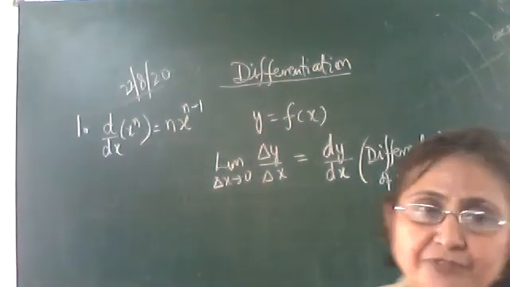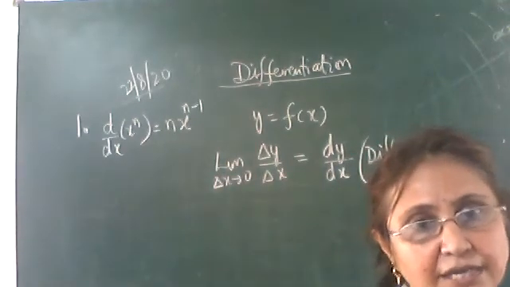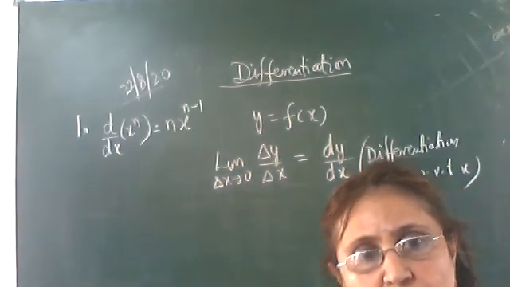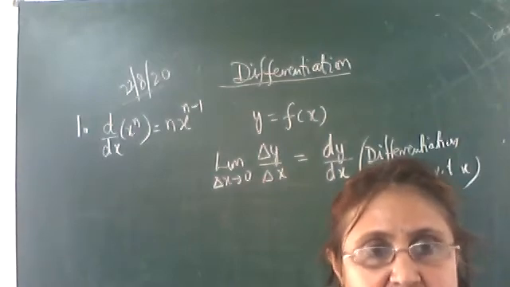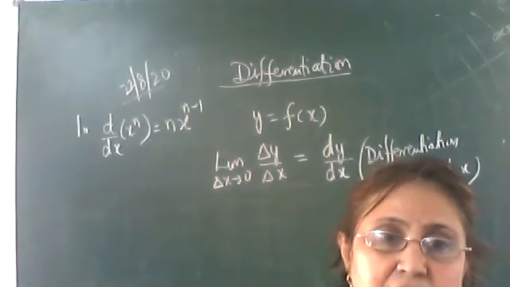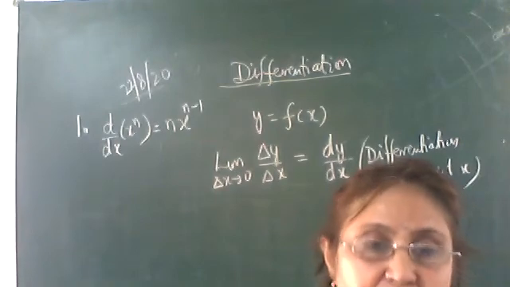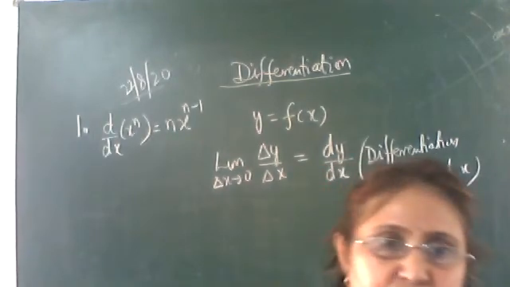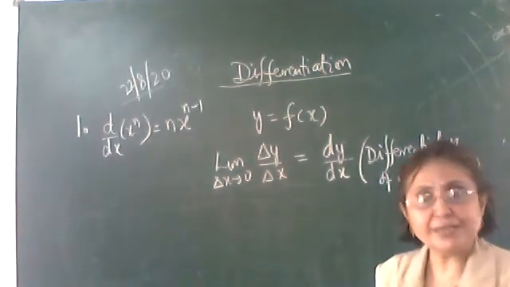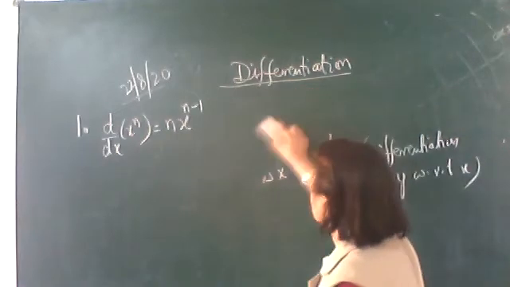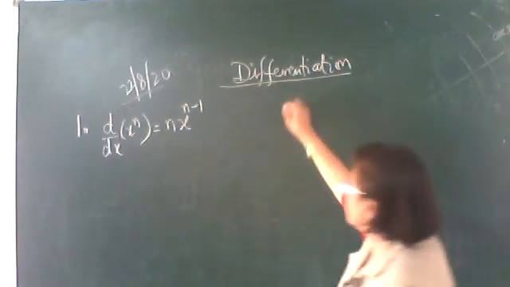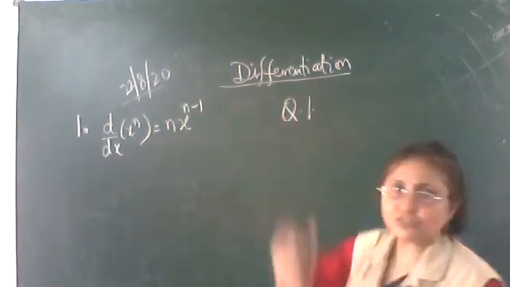So dy by dx of x raised to the power n is n x raised to the power n minus 1, and it is valid for all values of n, whether n is a natural number, a real number, an integer, or a fraction, it is still true. For all values of n, it is true. Now in order to understand it completely, let's do a few questions based on this formula so that you can understand better. So question number 1 based on the first formula.